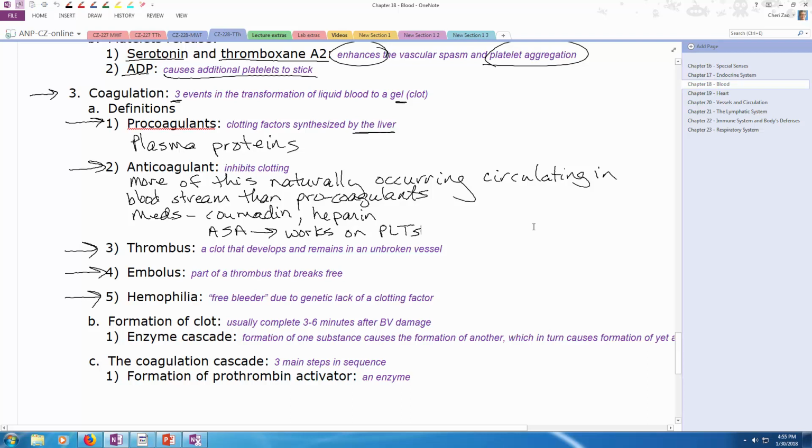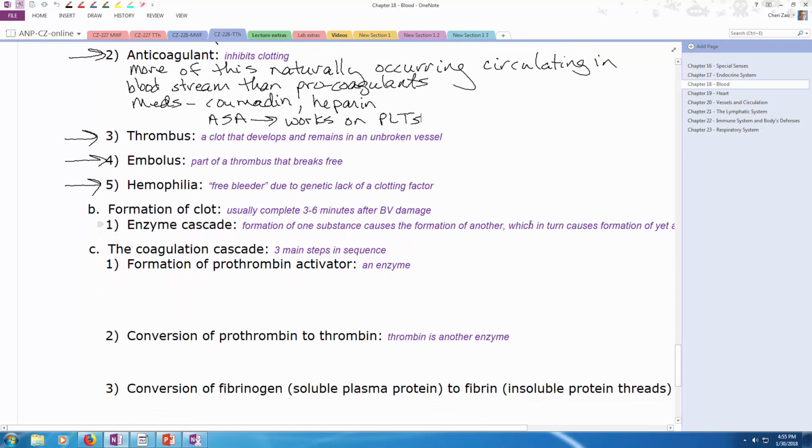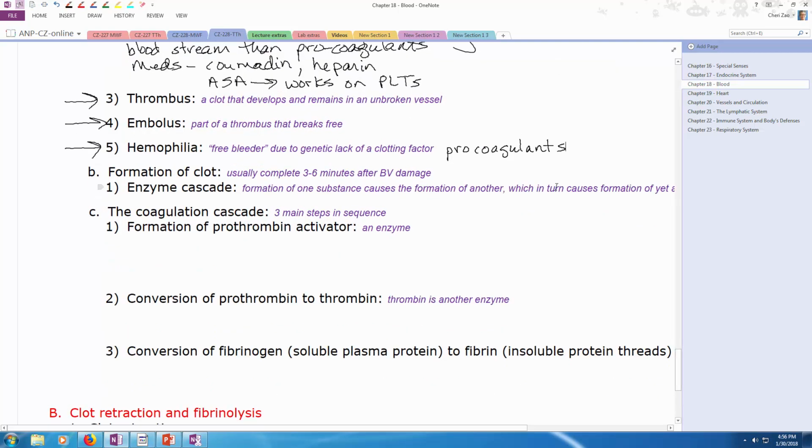Hemophilia is also referred to as a free bleeder, and that is because they have a genetic lack of a clotting factor or procoagulant. Clotting factors are also referred to as procoagulants. These terms are all important in understanding pathologies that happen with our blood and clotting mechanisms.